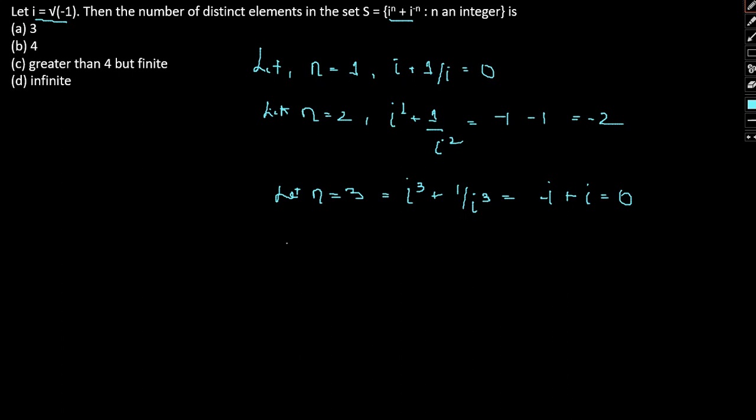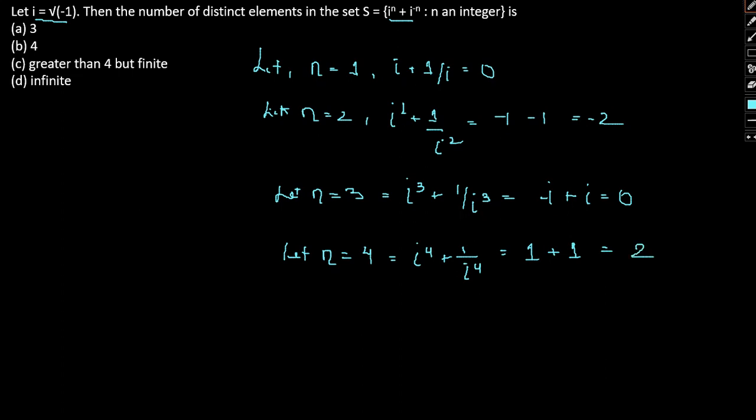Okay. n equal to 4. If we do that, for n equal to 4, what we have here is i to the power 4 plus 1 by i to the power 4. i to the power 4 being 1, it will again be 1, so 2.